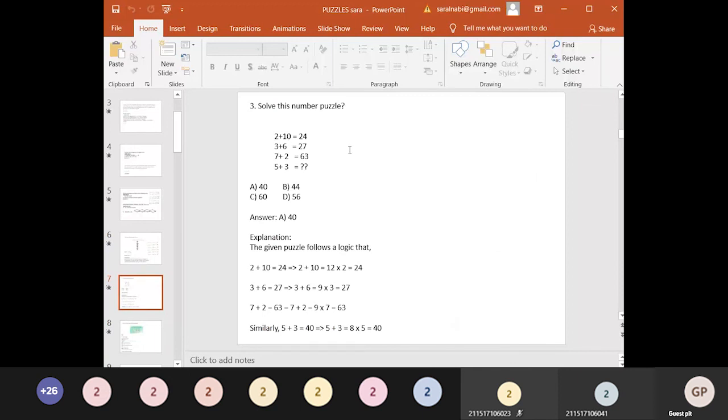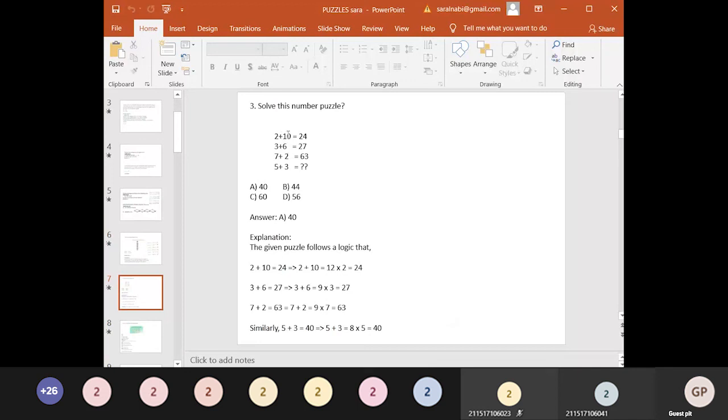Solve the number puzzle. It is very simple. Okay. 2 plus 10 is equal to 24. So 3 plus 6 equal to 27. 7 plus 2 is equal to 63. 5 plus 3 is equal to what they asked. It's a simple case.